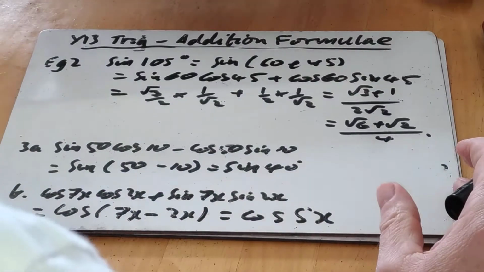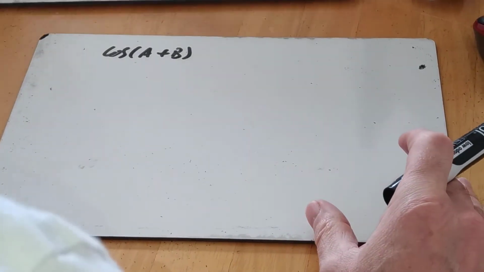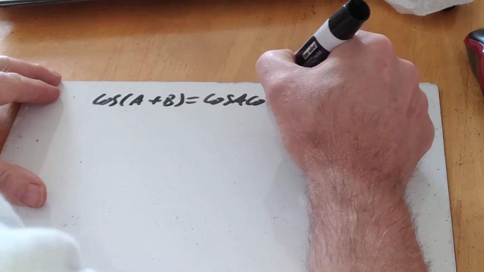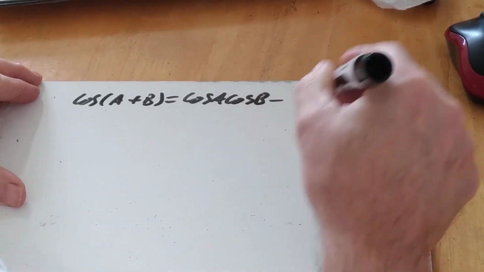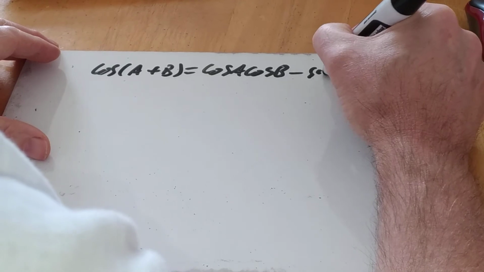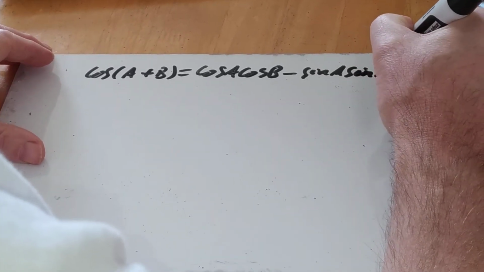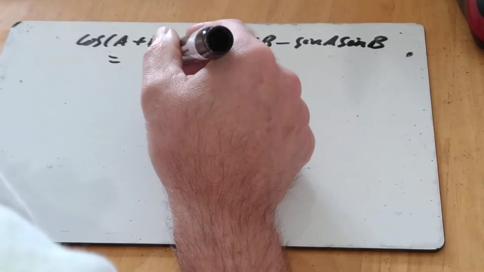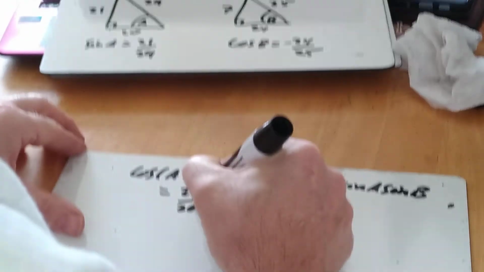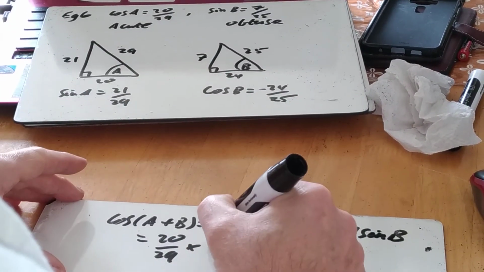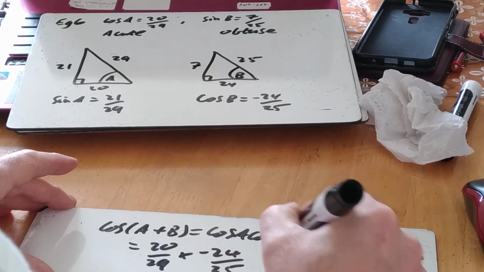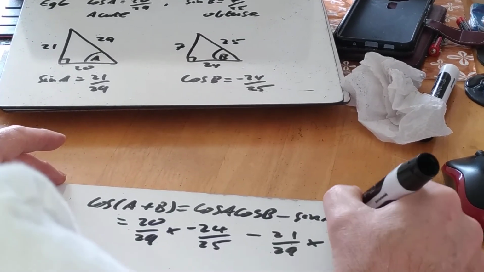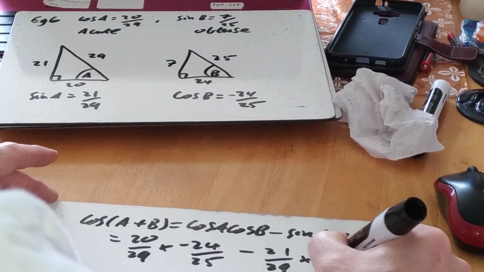I've now got the four values I need to find, done it again, cos of the sum. And it's always good practice to quote the formula you're going to use, especially since you're given it in the formula book. I've seen people quote it incorrectly. They don't get many marks in that case. So it's cos A cos B minus sine A sine B, cos of a sum. So cos A, where's cos A? 20 over 29, times cos B, minus 24 over 25, and then minus sine A, 21 over 29, times 7 over 25.